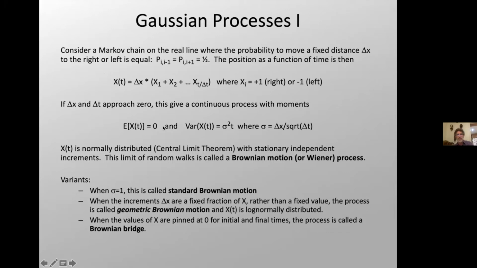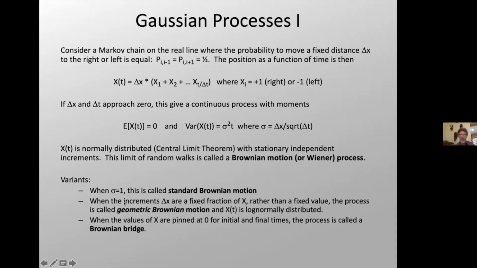Okay. So this process, which I've sort of defined here, is sort of a simple version of it, has zero mean and a variance of sigma squared, and we normally pay attention to the square root of that, which is the standard deviation. So x is normally distributed, and if you have a limit of this particular one here, of this sort of going left and right and left and right and left and right, it's called a Brownian motion process.